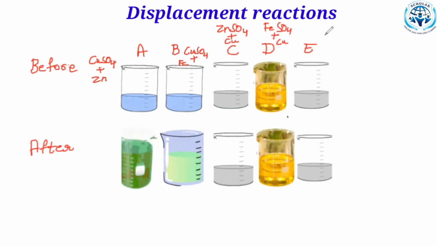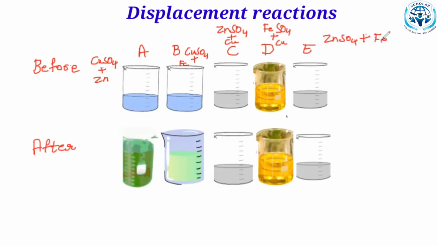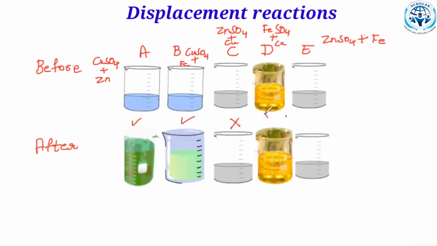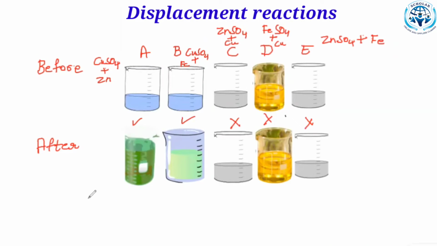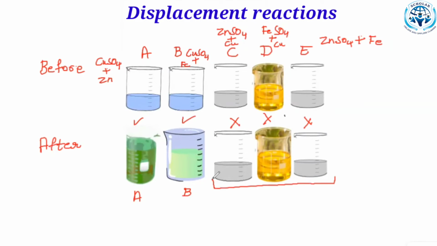In beaker E, zinc sulfate, ZnSO4, is reacting with iron, Fe. Okay, so after reaction, we can see reaction is occurring in beaker A and beaker B, while no reaction is occurring in beaker C, D and E. Let us find out what is happening in beaker A and beaker B and why nothing is happening in these three beakers.